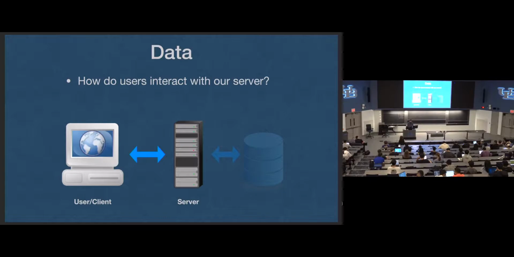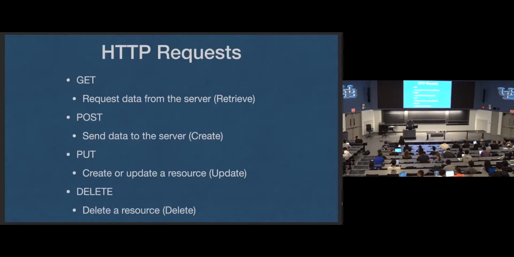But how do the users talk to our server? Let's take a look at the other side. And of course, HTTP, baby. We're going to use get, post, put, and delete. These will be the HTTP methods that we'll use for our API. Let's talk about each one of these.